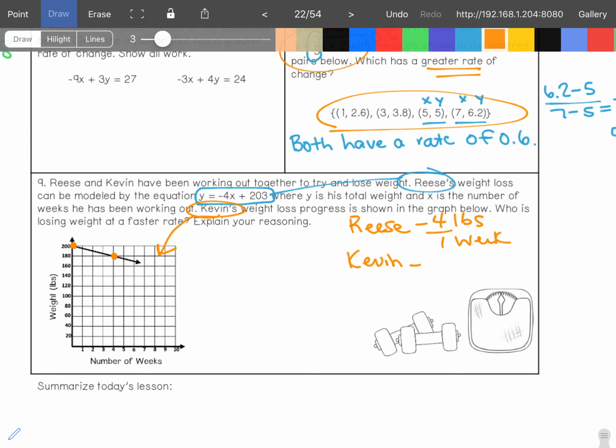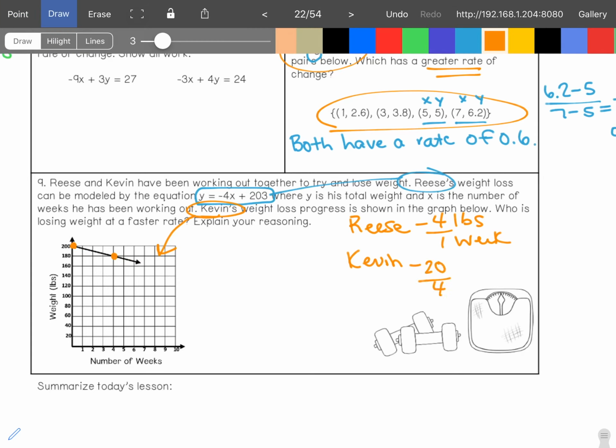And since the line's going down, it's actually going to be -20/4, which, 20 divided by 4, would be -5/1. So 5 pounds per week. So who is losing weight at a faster rate?